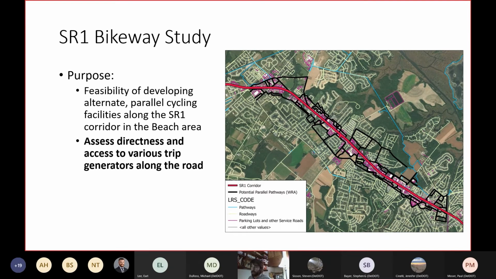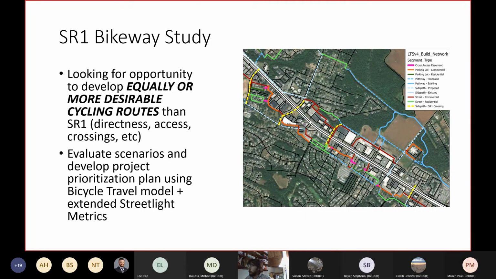But the challenge is there's really no other alternative to riding on Route 1 if you need to get to work along the Route 1 corridor. And even going north and south along here, it's not ideal, right? So we're looking, is it even possible in this mess of land use to fit in a parallel cycling route? Are there projects that DelDOT can do to connect existing roads, parking lots, whatever, to make it feasible? And then we're going to look at the access and directness to see if it actually presents a viable alternative for travel along Route 1. So, yeah, as I said, we're looking at all sorts of stuff.